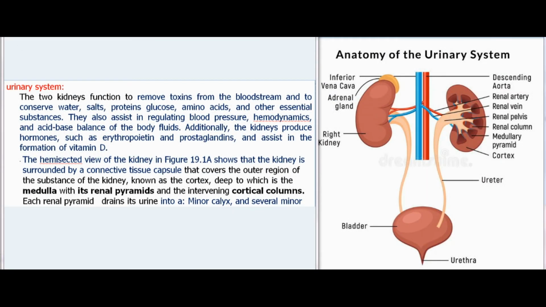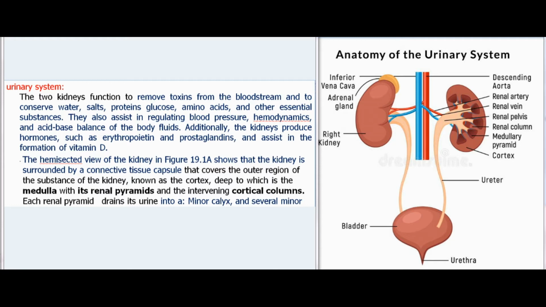Urinary system. The two kidneys function to remove toxins from the bloodstream and to conserve water, salts, proteins, glucose, amino acids, and other essential substances. They also assist in regulating blood pressure, hemodynamics, and acid-base balance of the body fluids. Additionally, the kidneys produce hormones, such as erythropoietin and prostaglandins, and assist in the formation of vitamin D.